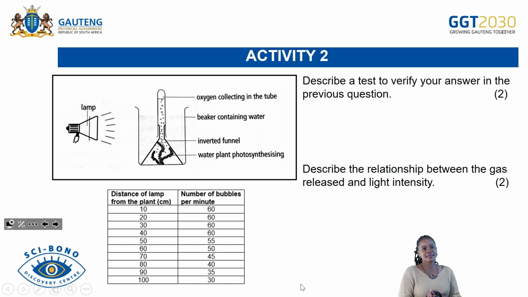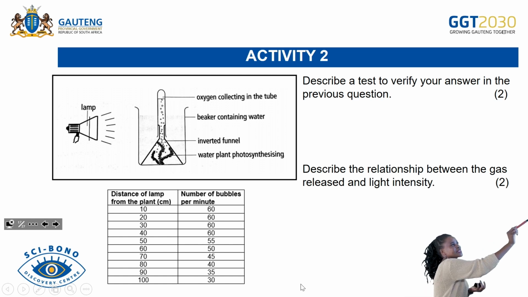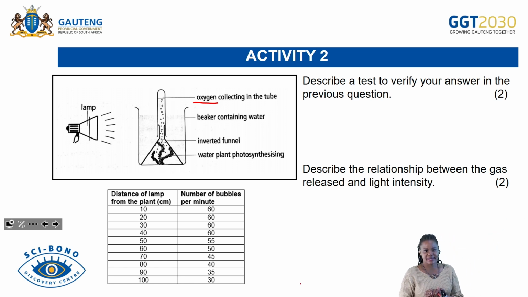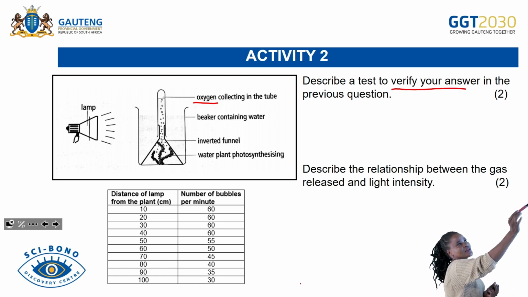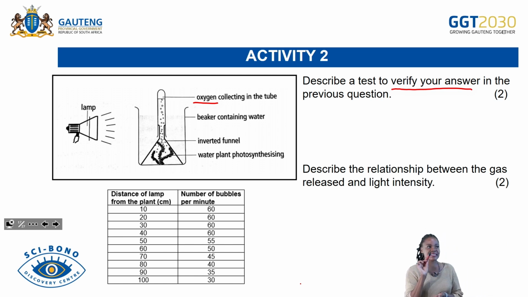The previous question was about the gas being released, and you said the gas is oxygen. Am I correct? That's what you said, and we all agreed that the released gas is oxygen. Now the follow-up question says, describe a test to verify your answer in the previous question. Describe the test to verify that oxygen was released.